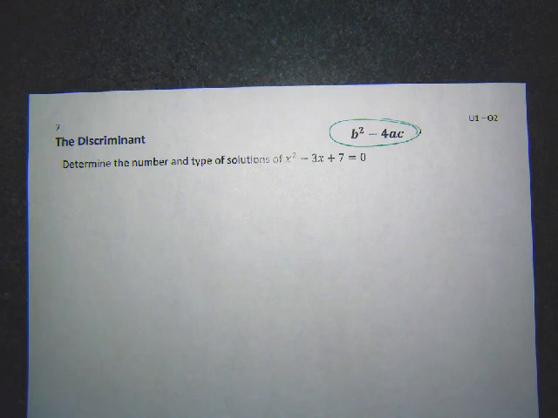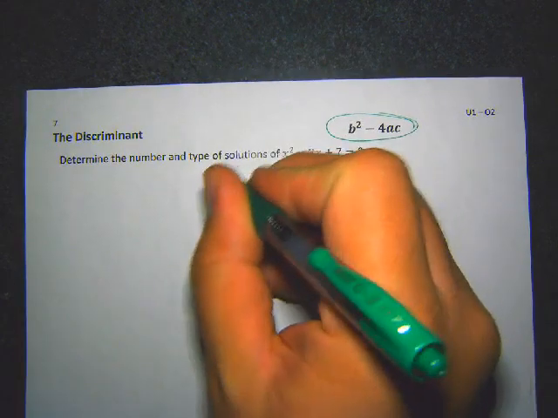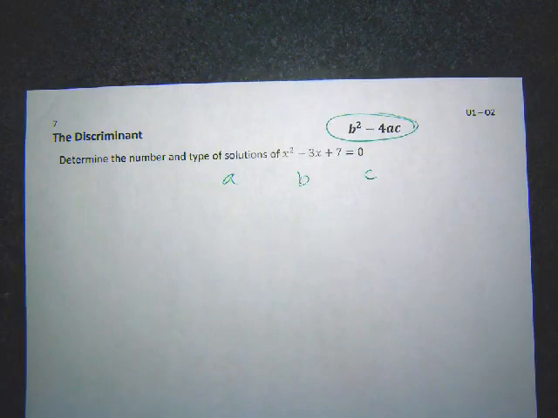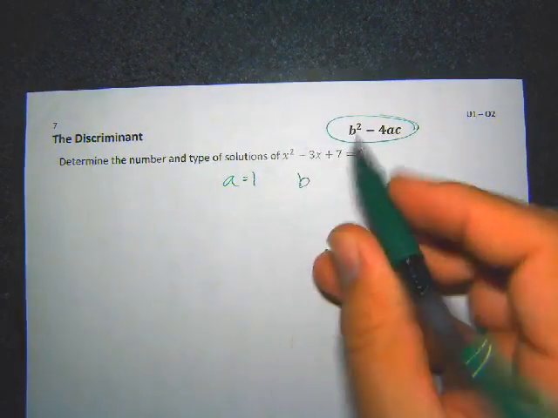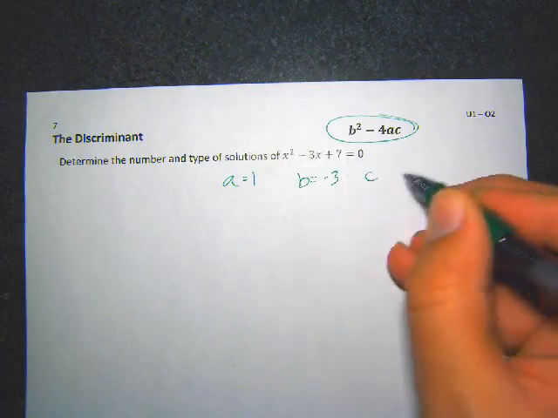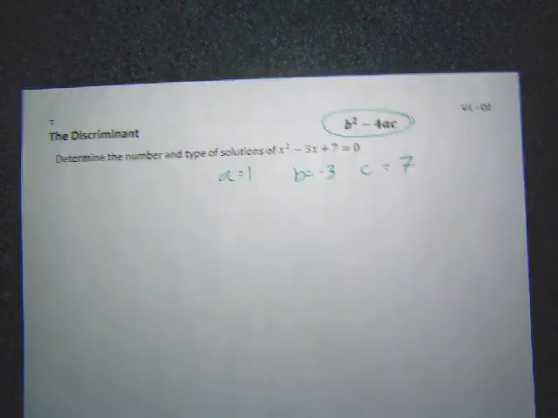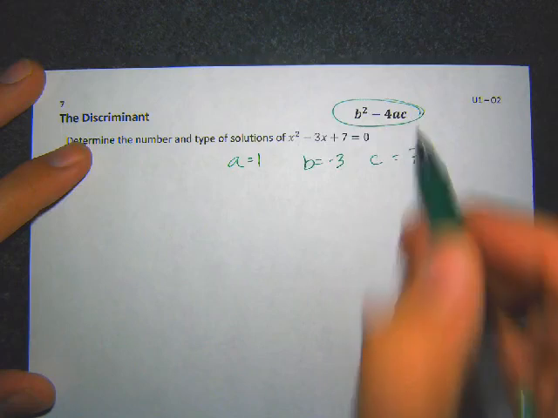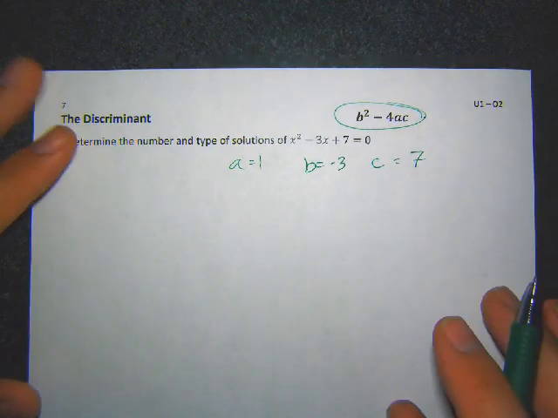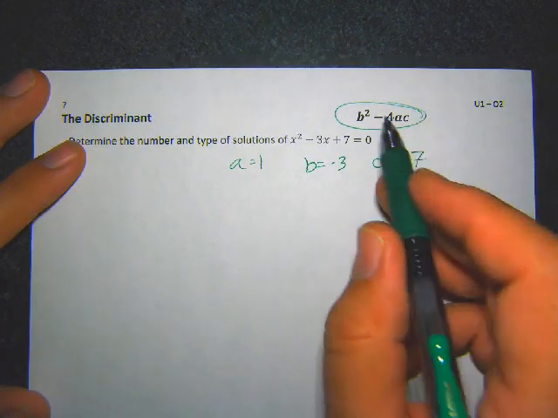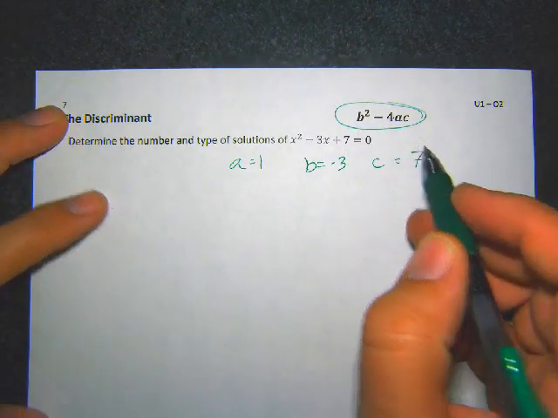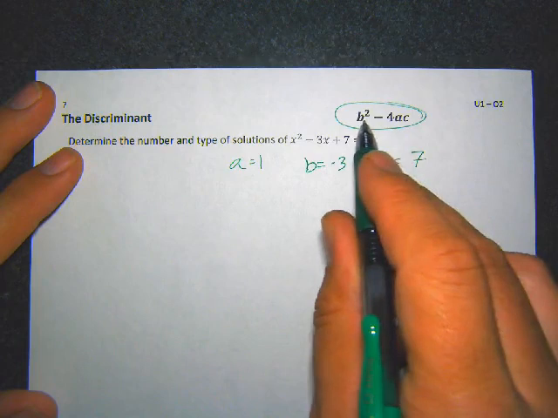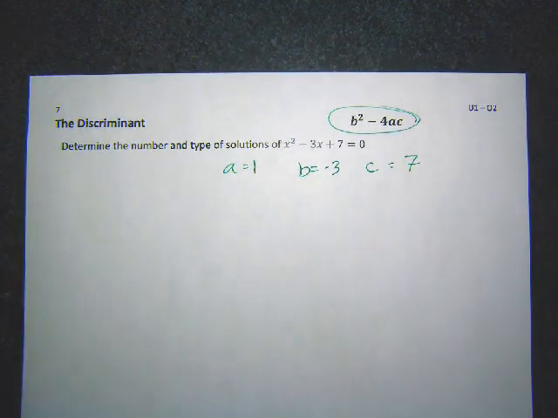To do this, we're going to identify a, b, and c again. a is the first number, so a is 1. b is the second number, so it's negative 3. And c is the third number, so it's 7. To figure this out, we're going to take this b squared minus 4ac, plug those numbers in, and then decide: is this value going to be positive, negative, or 0?